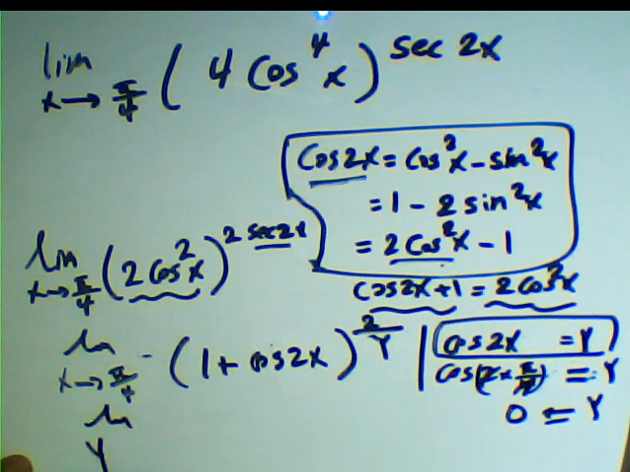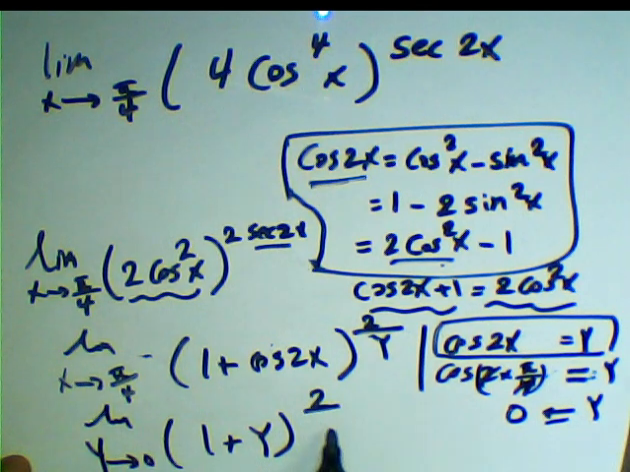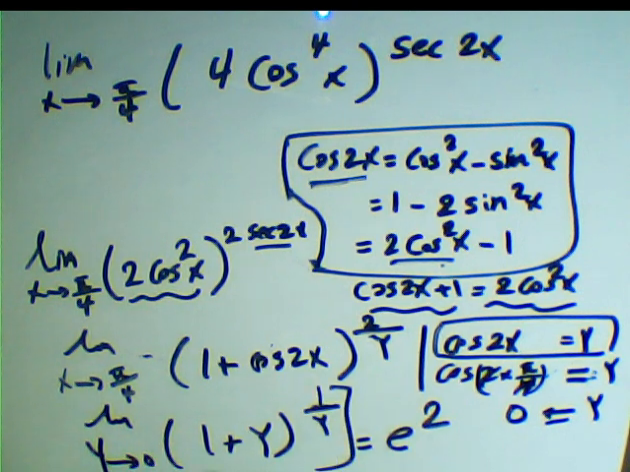The limit when y approaches 0 of 1 plus y, all to the power 2 over y. The result will be e to the power 2, because the result here will be the whole thing to the power 2, meaning e to the power 2.